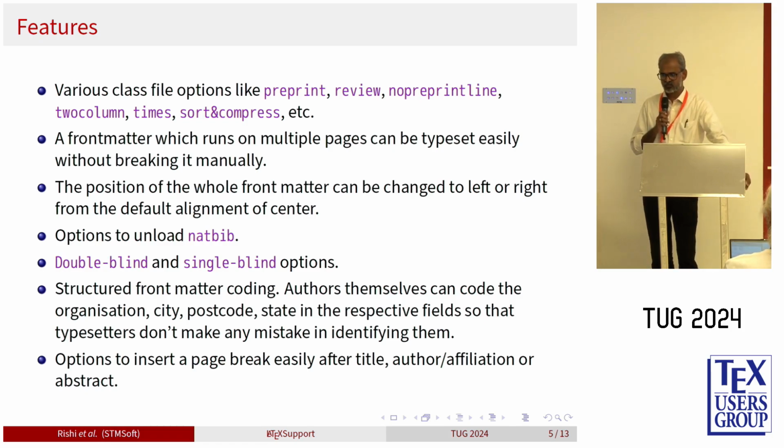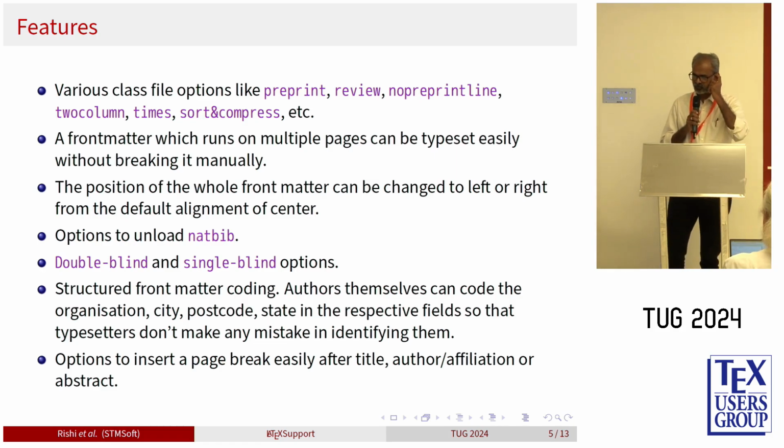A front matter which runs on multiple pages can be typeset easily without breaking it manually. Another challenge is that sometimes there is a collaboration with 100 or more authors and many affiliations. It won't fit on a single page, so they have to manually break it and continue on a different page. But longmaketitle is another option in this class file. If they use that option, the authors and affiliations will be properly split at the bottom and run onto multiple pages.